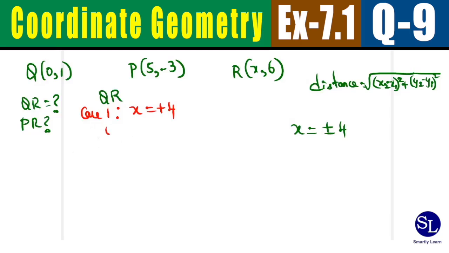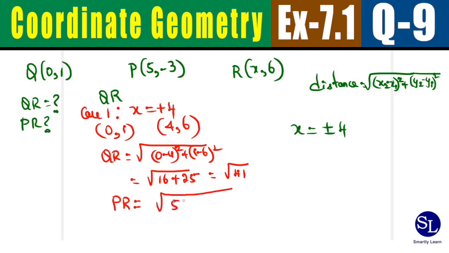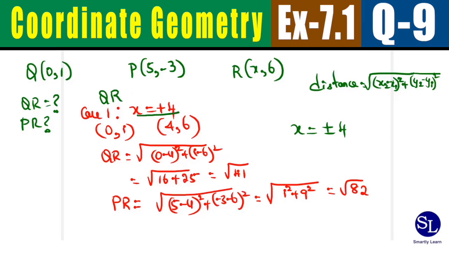So now the points that we're looking at are (0, 1) and (4, 6). So QR is equal to the square root of (0 minus 4) the whole squared plus (1 minus 6) the whole squared. So this is 4 squared, 16, plus 5 squared, 25. In this case, this is going to be root 41. Now let's compute PR. So PR is equal to the square root of (5 minus 4) the whole square plus (minus 3 minus 6) the whole square, which is equal to 1 squared plus 9 squared, which is root 82. This is for case 1, where x is equal to plus 4.